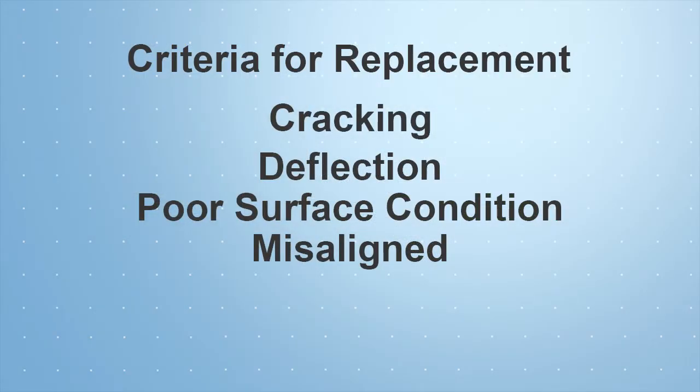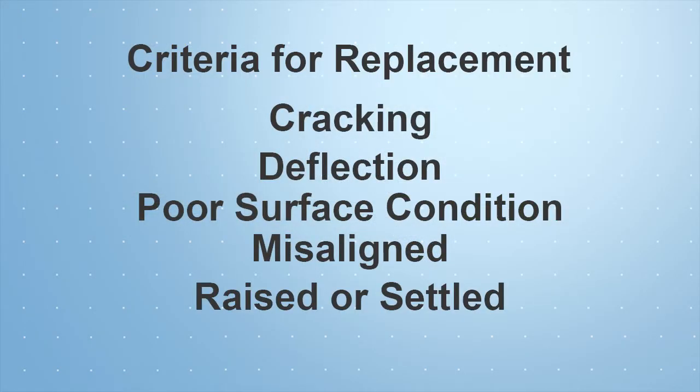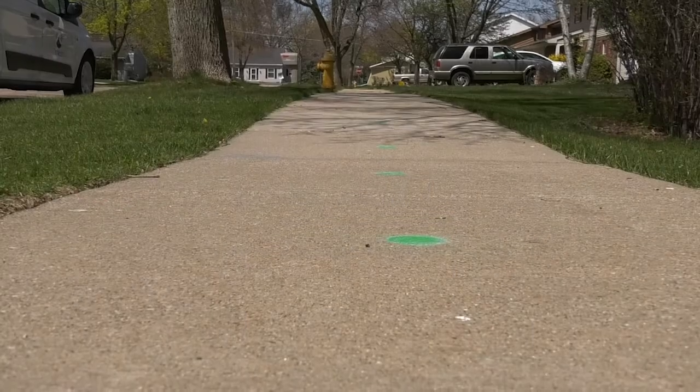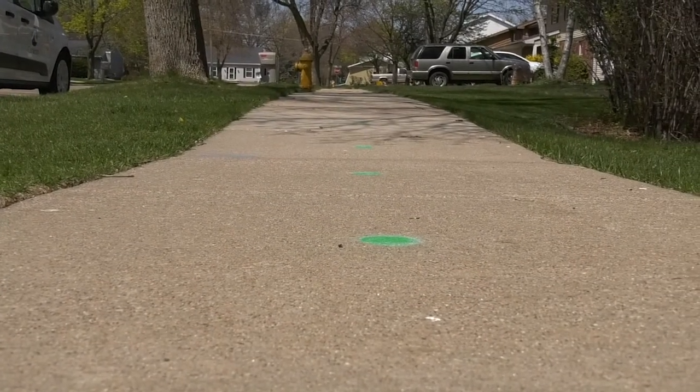The fifth criteria is walk that is raised or settled. Raised or settled walk can create issues with standing water, which makes the sidewalk more difficult to use. Additionally, this water tends to freeze in winter, making the sidewalk impassable.